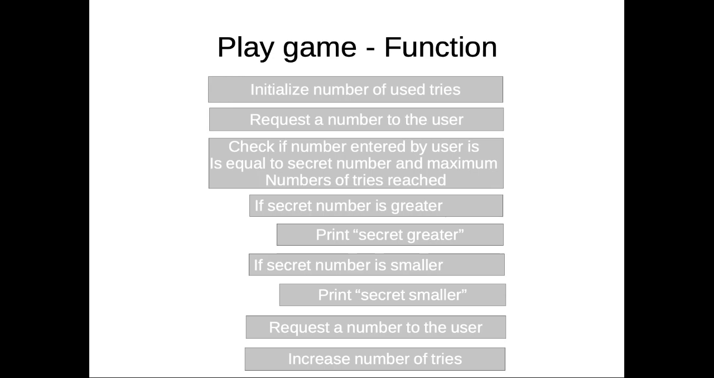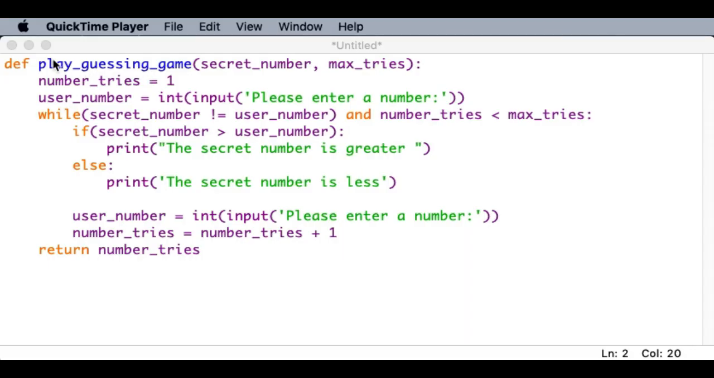Let's see the code. This will be our function. In this case I call it play guessing game, and the parameters will be the secret number and the maximum number of tries. Then I will initialize the number of tries and request a number to the user. We'll create a while loop which will run until we enter the correct number or reach the maximum number of tries. In every iteration, it will check if the secret is greater or smaller, then request another number to the user and increase the number of tries.